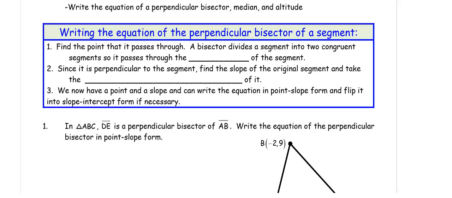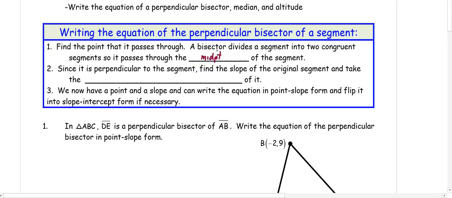This video is about writing the equations of a line of a perpendicular bisector. So in order to write the equation of a perpendicular bisector, we have to find the point that it passes through. Remember that a perpendicular bisector divides a segment into two congruent parts, so it passes through the midpoint of the segment.